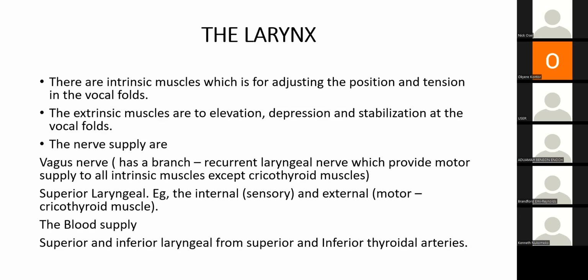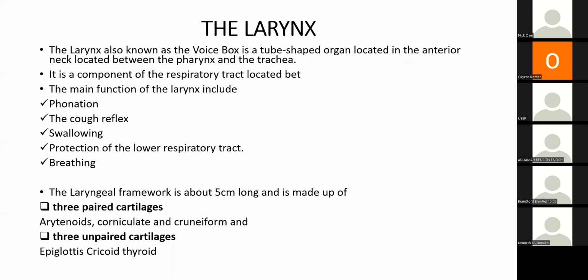So all that is just the anatomy. The larynx, or voice box, is located in the anterior neck, and it is one of the major components of the respiratory tree. Its main functions are phonation, cough reflex, swallowing, and breathing. It is about 5 centimeters long.